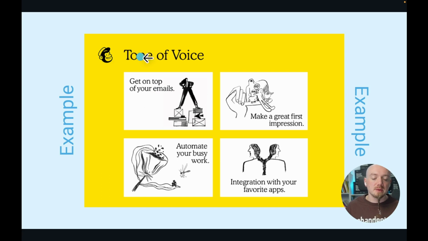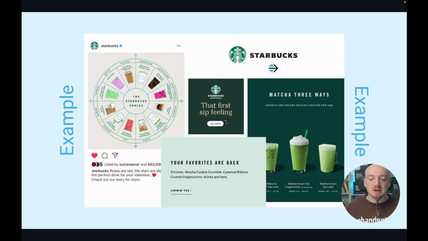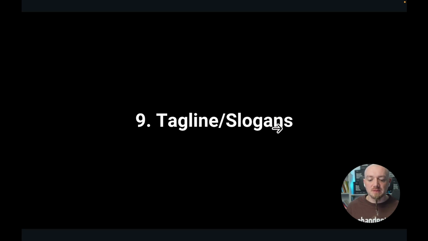And a great example of that would be Mailchimp with its tone of voice, which is straightforward, but with a bit of dry humor, as you can see here. Get on top of your emails. Right? Another example would be Starbucks. They have a very simple and functional tone of voice. As you can see here, that first sip feeling, matcha 3 ways, very short, navigational, functional.